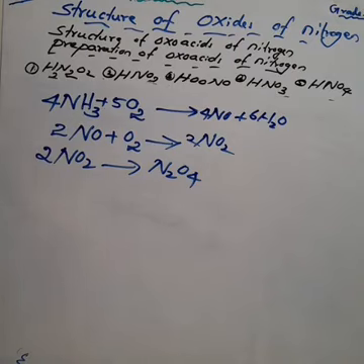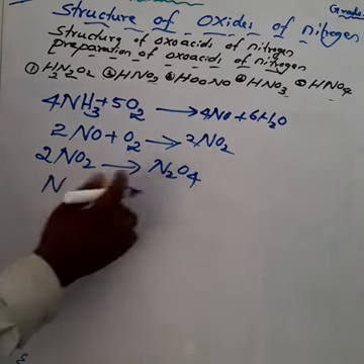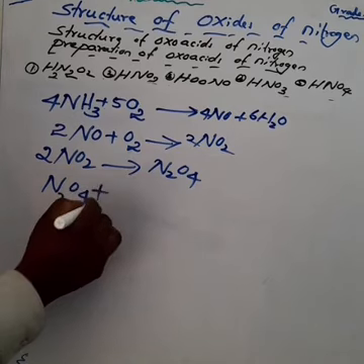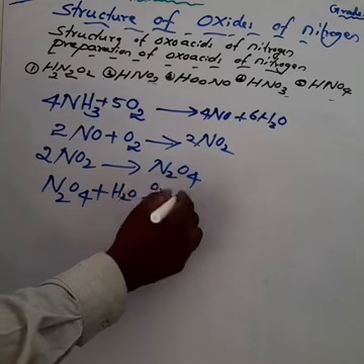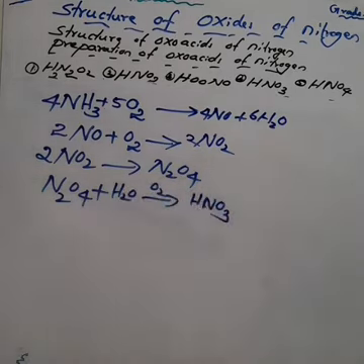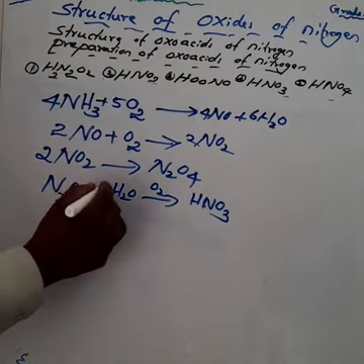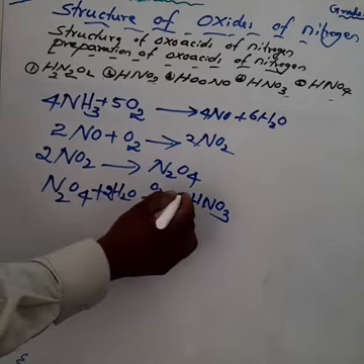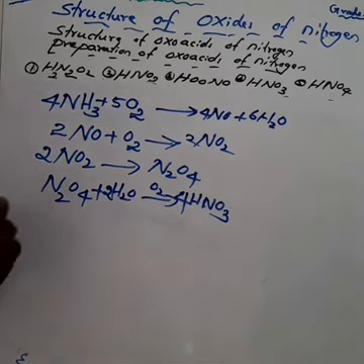Next one, nitrogen tetroxide. What is the formula here? N2O4. This N2O4, on reacting with water in the presence of oxygen, we get HNO3, that is nitric acid. So how to balance the equation? On the reactant side, how many water molecules are there? 2 water molecules, so make it 2 here. So we get 4 hydrogen. On the product side make it 4 hydrogen. Now the reactant side also make it 4. So 2 into 2N2O4. Now the equation is balanced.